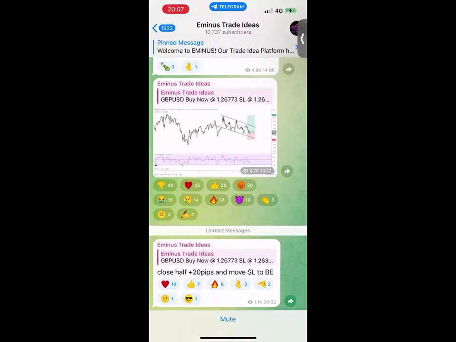It said close half plus 20 pips, move SL. It's already telling us that the trade has already done 20 pips in profit. For some persons who like to enter multiple positions, they will already tell you close half. It has done 20 pips in profit. And if you want to leave the trade still running, you move your stop loss to break even. I'm going to show you how to do that, right?